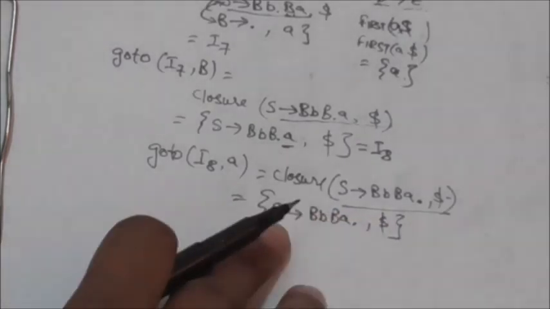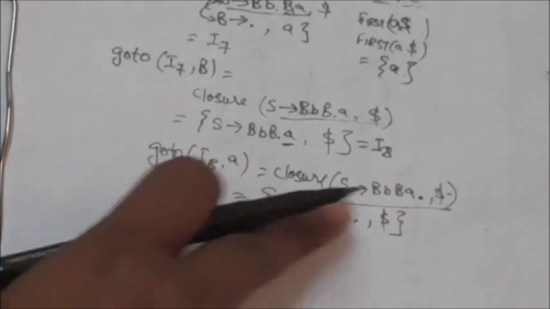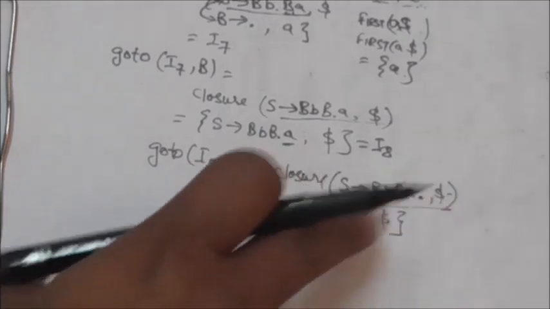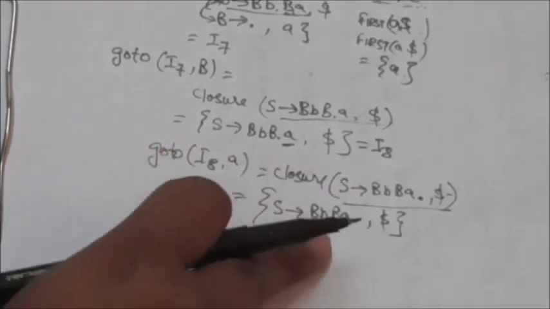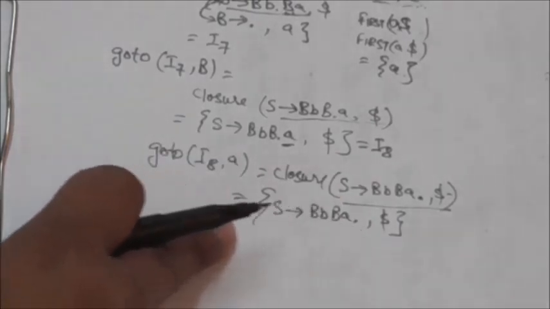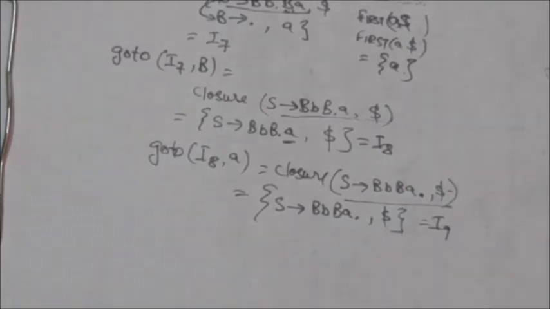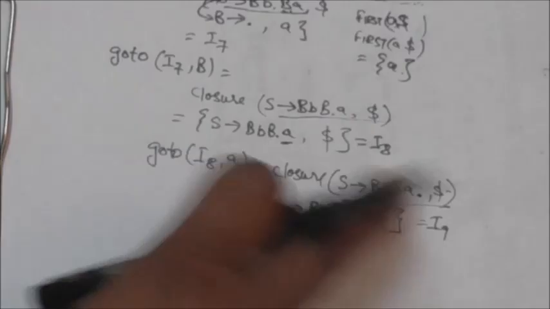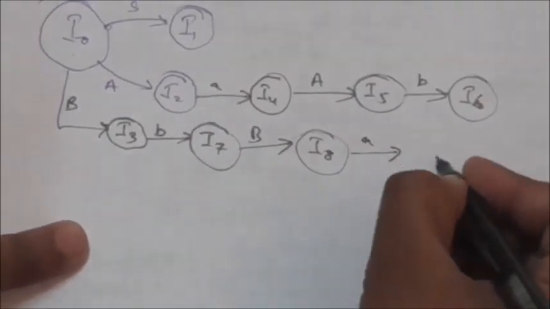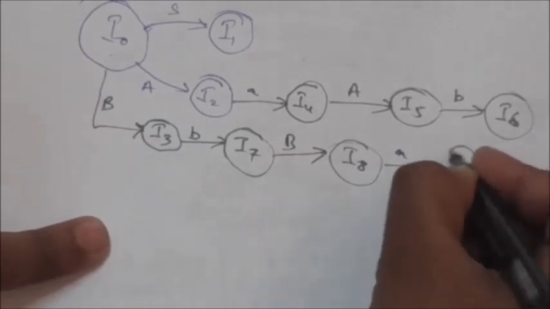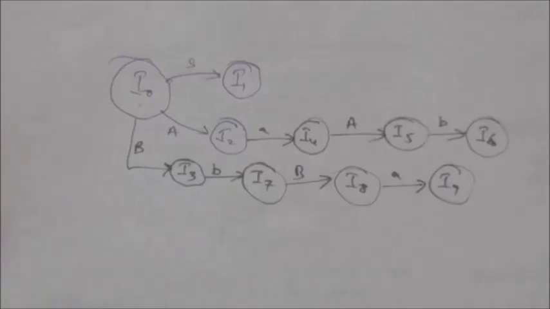Now this item has been added in the closure. In this item you can see that dot is not preceding any non-terminal, so no new item can be added in this closure. Let this set be I9. It is the state I9 of the DFA. So go to I8, A is I9. When the DFA is in state I8 and it reads the terminal symbol A, then it jumps to state I9. So in this way we have constructed this DFA.